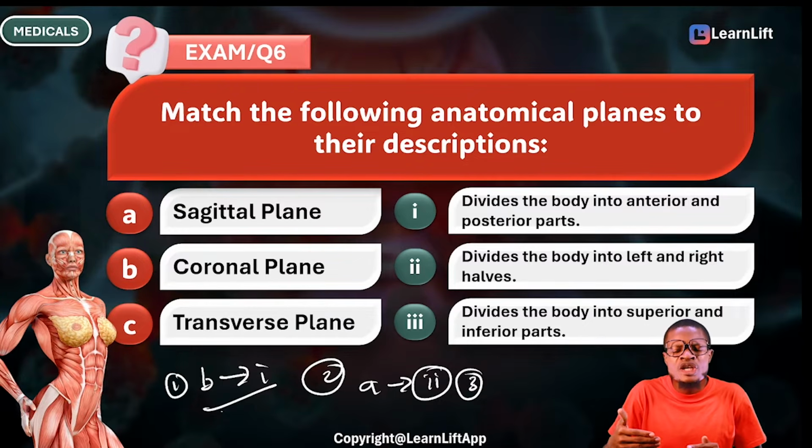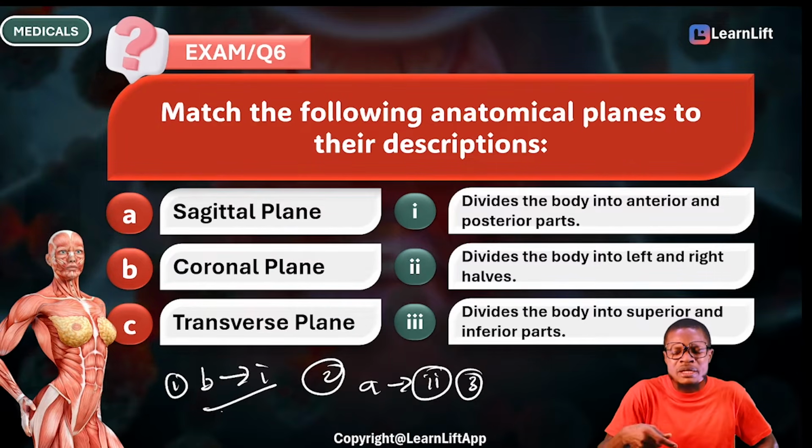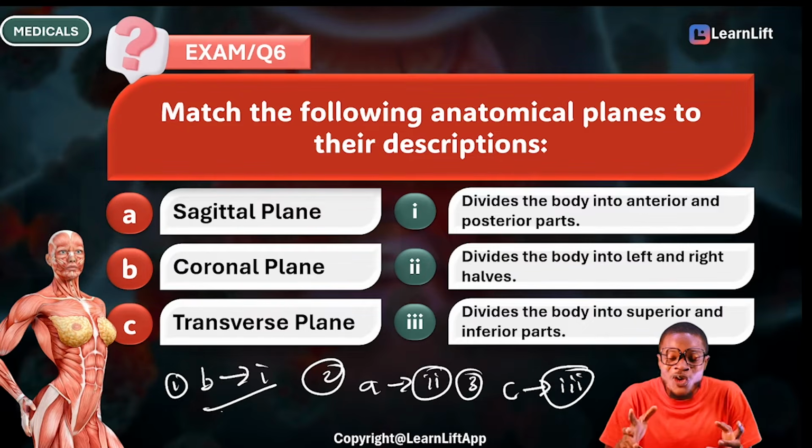What do we divide the body into, superior and inferior? Is that going to be the transverse plane? Yes, the transverse or the axial plane, we divide the body into your superior and inferior. That means your C there, C is going to link to 1, 2, 3. Of course, this is how you link the three of them together.